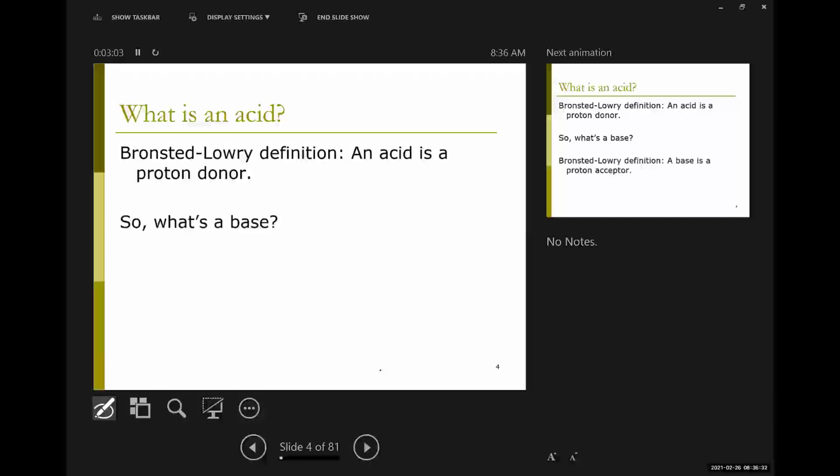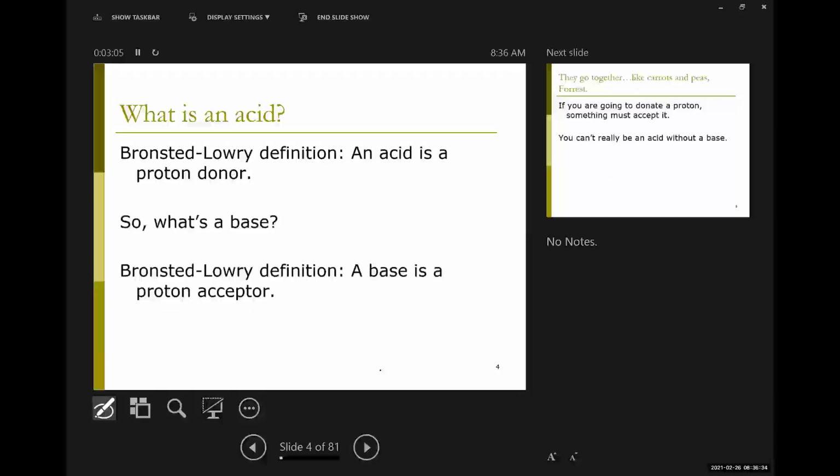Unsurprisingly, perhaps, a Bronsted-Lowry base is a proton acceptor. This is why they go together. Because frankly, what does it mean to donate a proton if nobody accepts it? I mean, it'd be great. I could be the world's greatest philanthropist. I will donate $1 trillion right now as long as nobody accepts it.